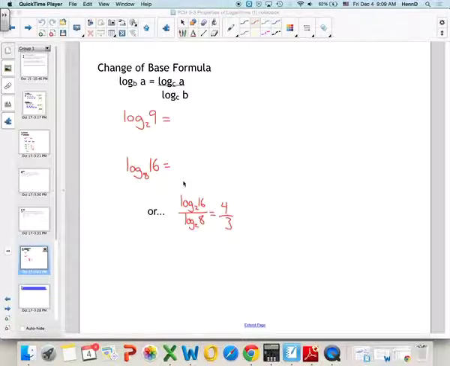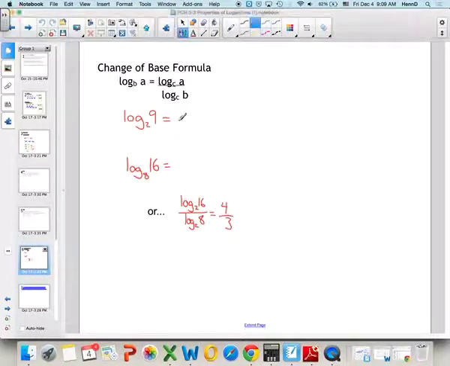So here we have log base 2 of 9. So we could evaluate this with a calculator by changing this to, say, a log base 10. Okay? Log base 10, the common log, of 9 over the log base 10 of 2. And that your calculator can do. You punch it in and you can get your result.